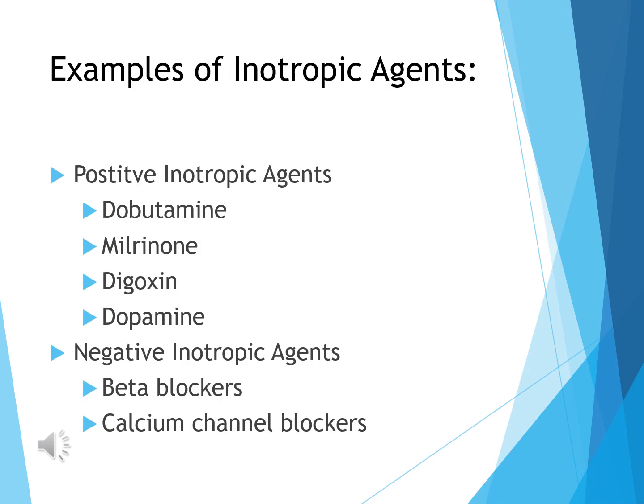Examples of inotropic agents include our positive agents: dobutamine, milrinone, and digoxin. Our negative inotropes are our beta blockers and our calcium channel blockers.